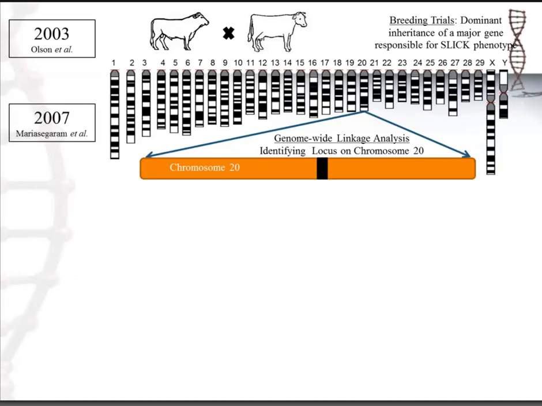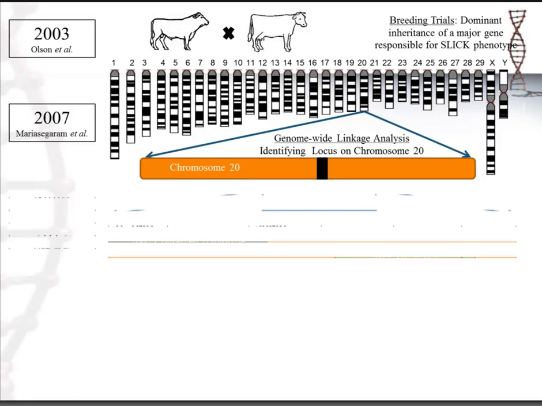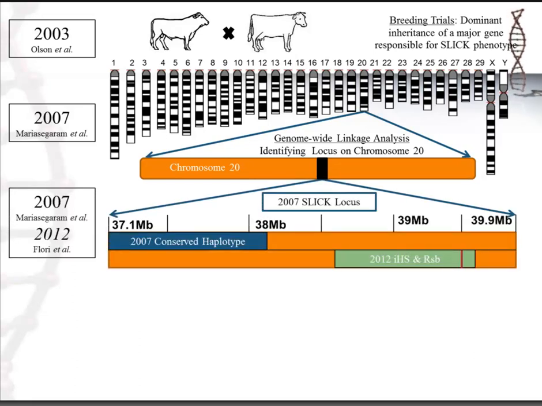They progressed with this study to 2007, where they did a genome-wide linkage analysis. They used a lot of the breeding trials they worked on, and they were able to locate this phenotype down to chromosome 20. They determined an area of interest from 37 to 40 megabases on chromosome 20, with a smaller conserved haplotype, their prime area, between 37 and 38 megabases. They generated 3 microsatellites that are currently used as diagnostic markers for the slick phenotype.